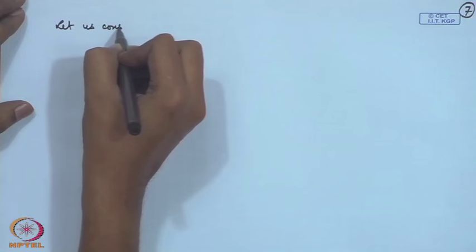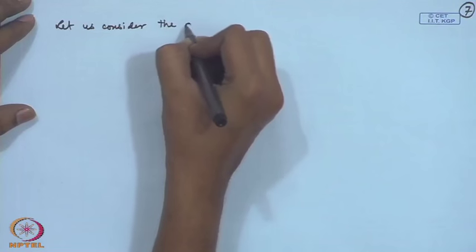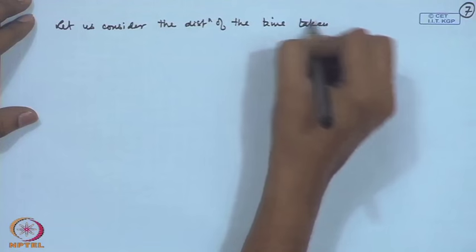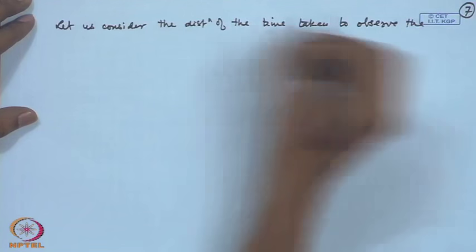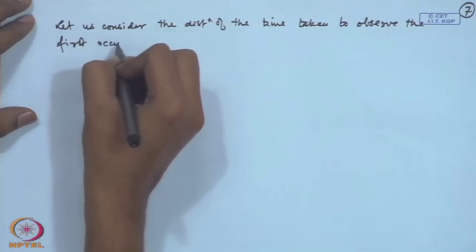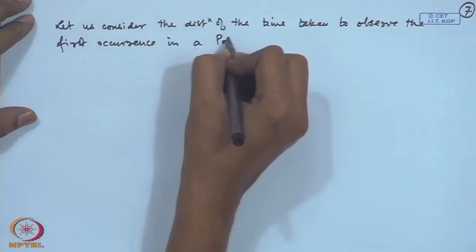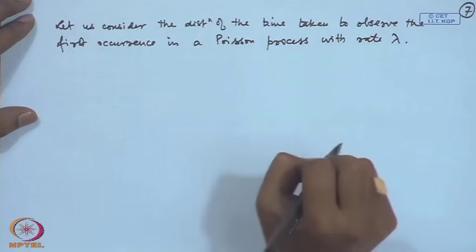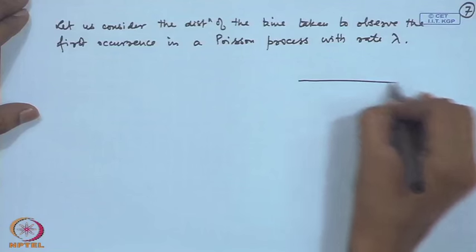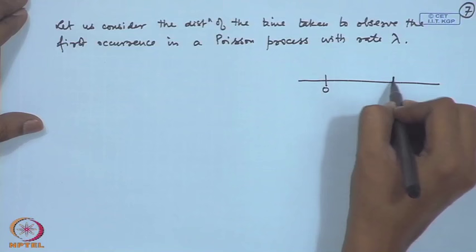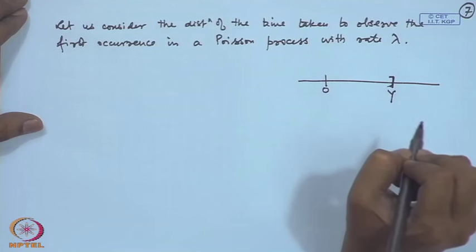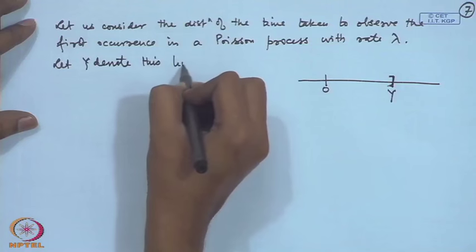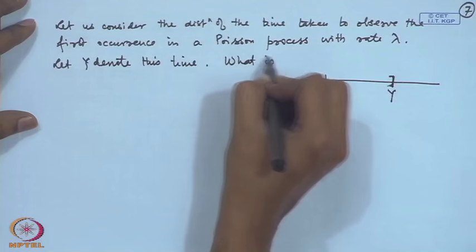So, let us consider the distribution of the time taken to observe the first occurrence in a Poisson process with rate lambda. That means, we are starting from time 0, and the first occurrence, suppose it occurs at the time y. So, what is the distribution of y? Let y denote this time. Then what is the distribution of y?